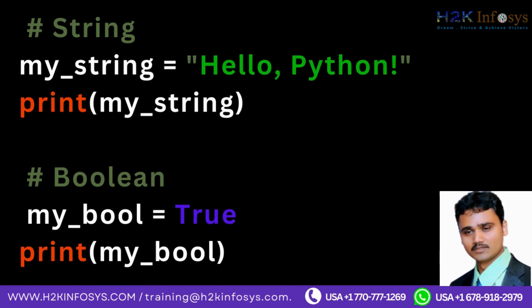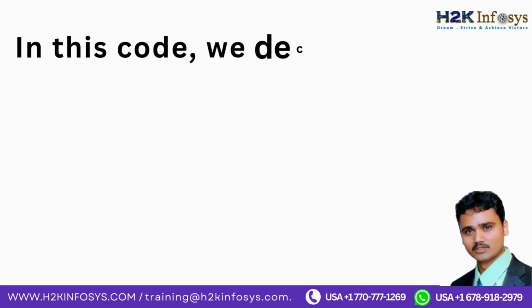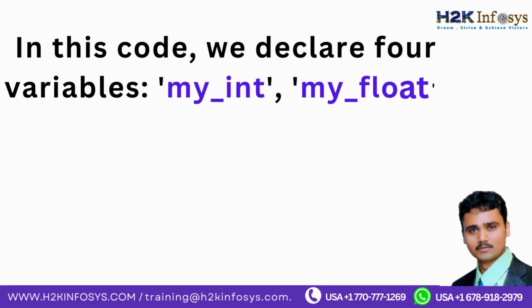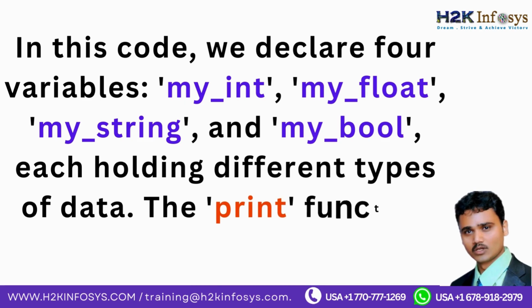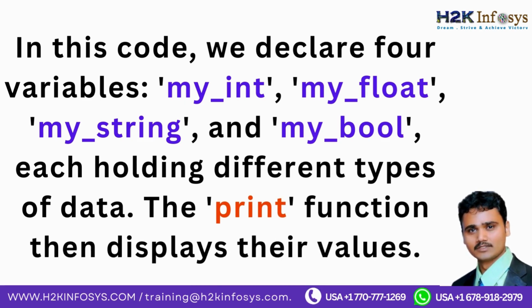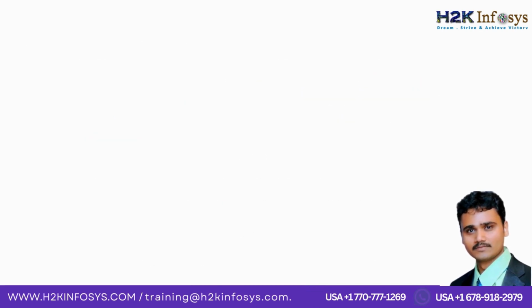Print my_bool. In this code, we declare four variables: my_int, my_float, my_string, and my_bool, each holding different types of data. The print function then displays their values.